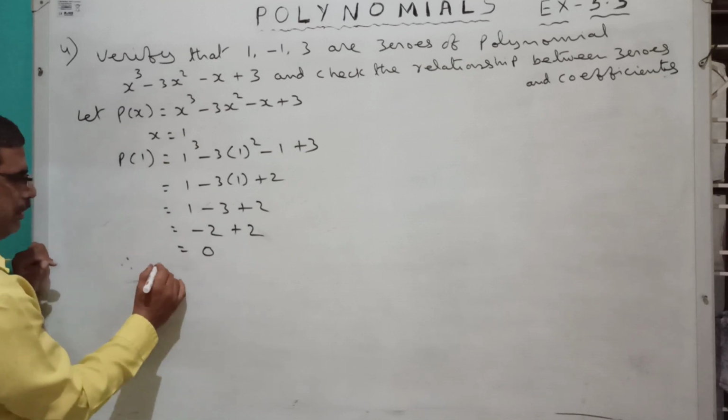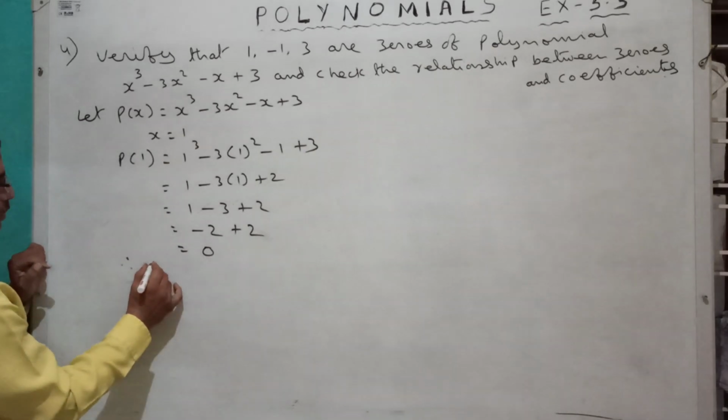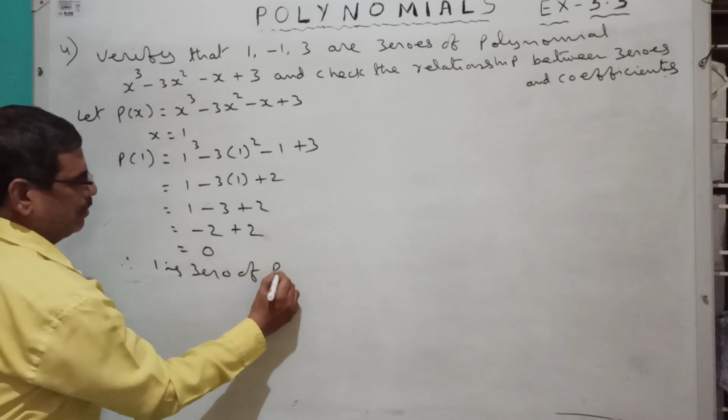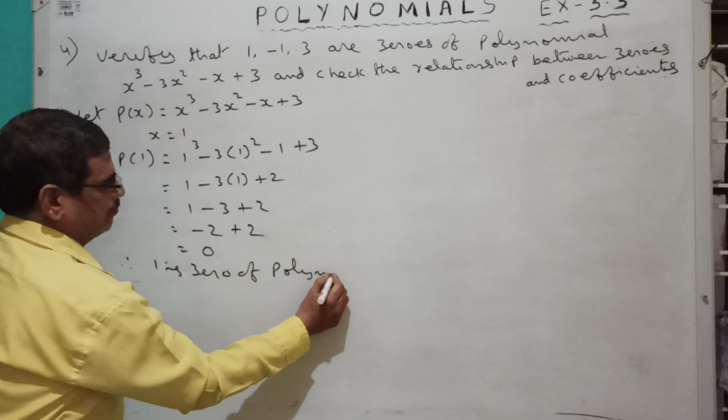Therefore, 1 is a zero of the polynomial.